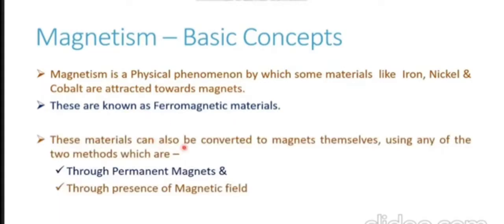Now, these materials can be converted into magnets themselves also. And to convert these ferromagnetic materials into a magnet, we can use two different methods. These two methods are number one, permanent magnetism, or by use of permanent magnets, and number two, induced magnetism, that is through the presence of a magnetic field. We will discuss both these methods one by one.